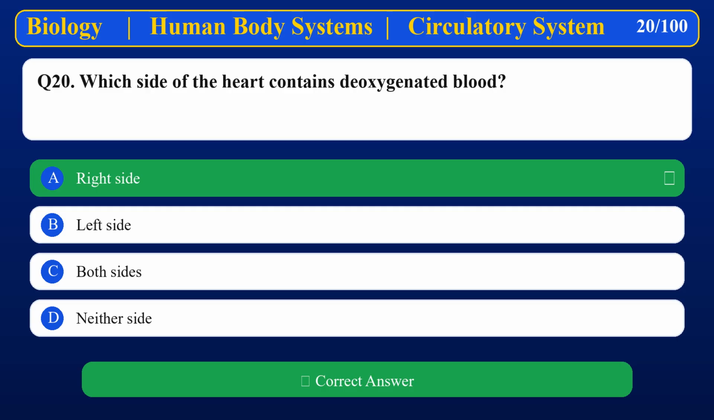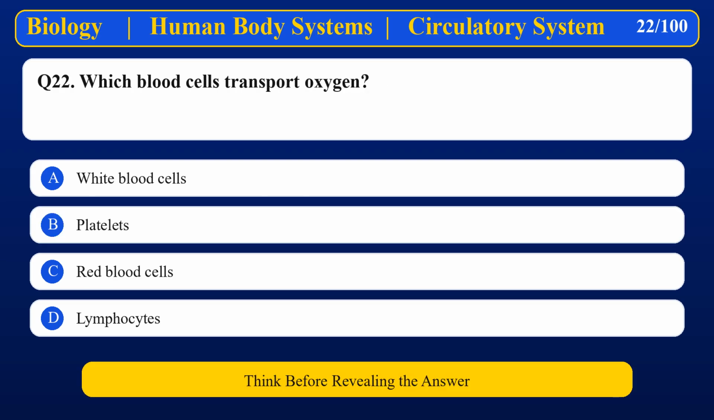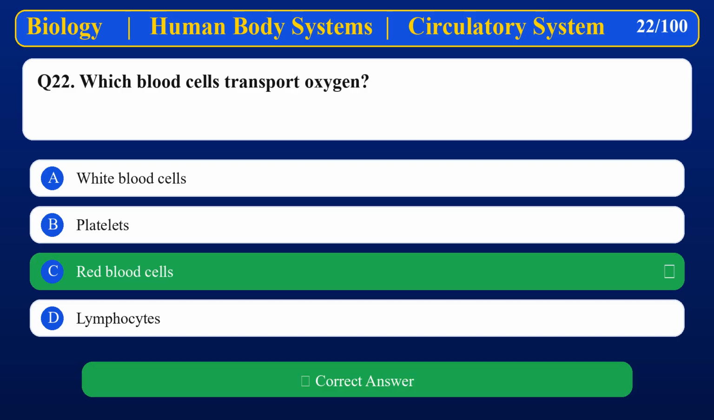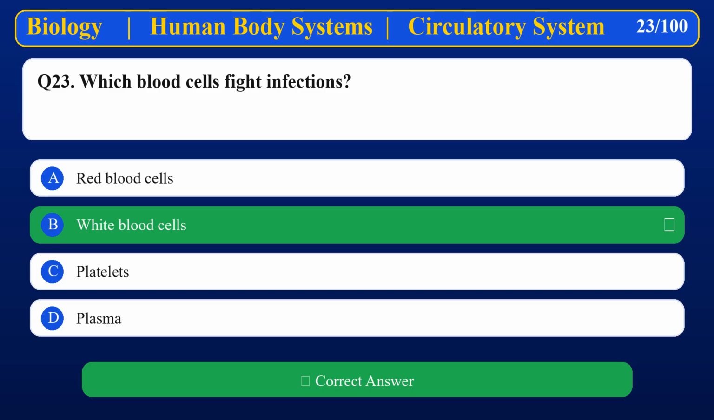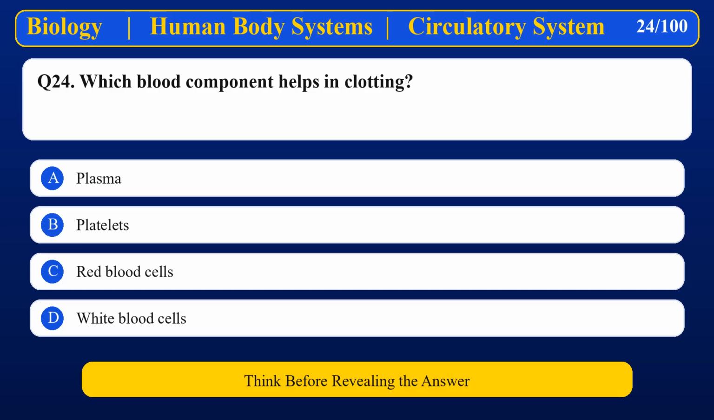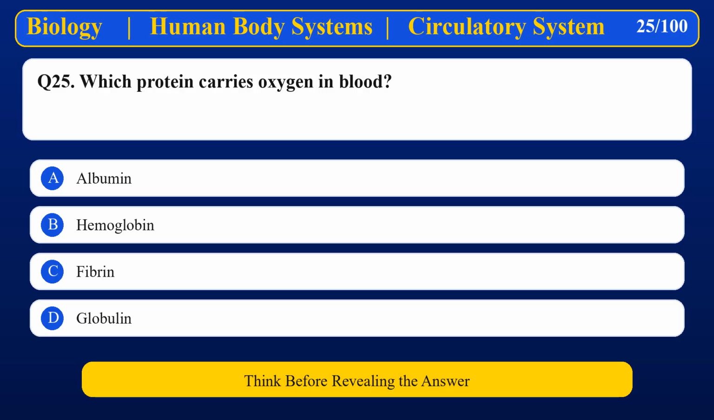Right side. What is the liquid part of blood called? Plasma. Which blood cells transport oxygen? Red blood cells. Which blood cells fight infections? White blood cells. Which blood component helps in clotting? Platelets. Which protein carries oxygen in blood?